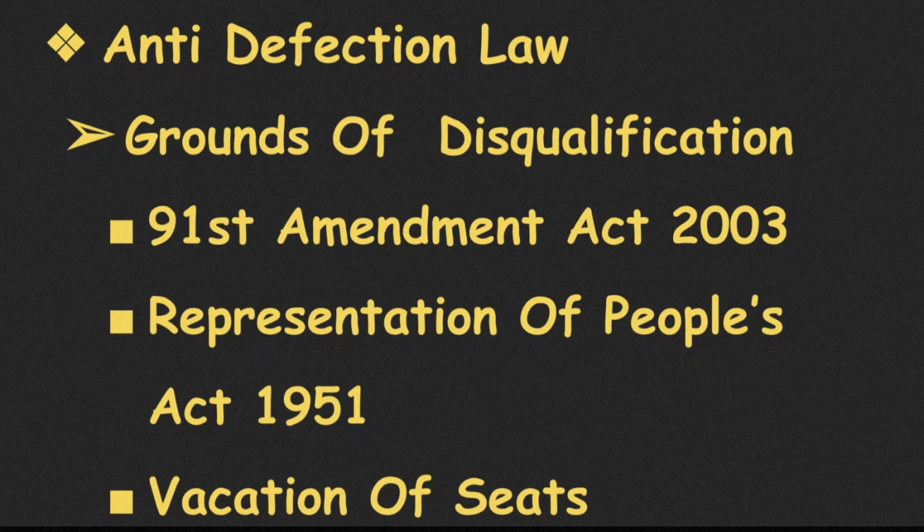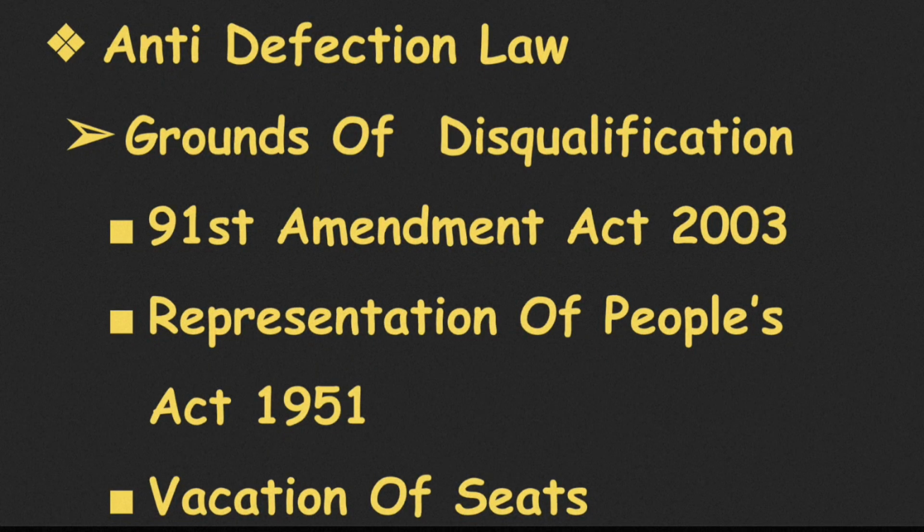If the legislator has been dismissed from government service for corruption or disloyalty to the state. And the last one is if he or she is convicted for promoting differences between groups or has been punished for preaching or practicing social crimes such as untouchability, dowry, and sati.